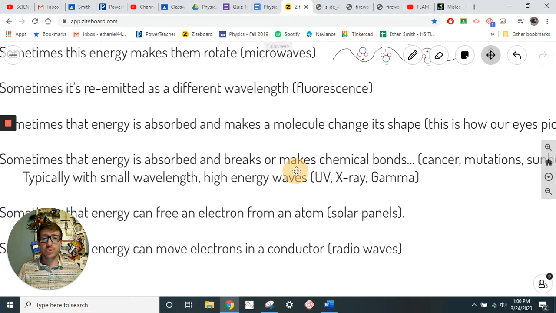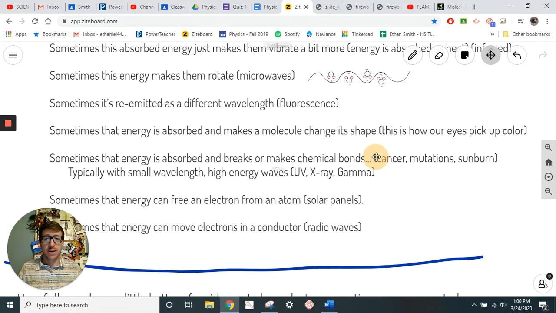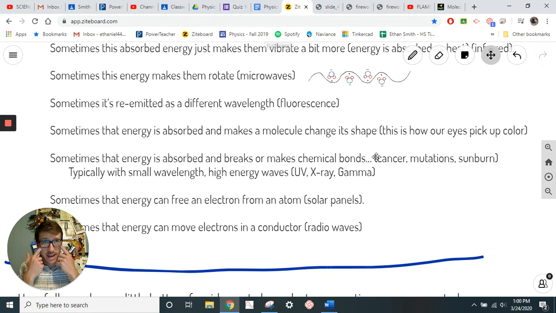And sometimes that energy is absorbed and makes a molecule change its shape. So fun fact, this is how your eyes can pick up color. You have molecules in your retina that are called, I think, rhodopsins or opsin molecules. And what they do is as certain wavelengths of energy come in, they make those molecules change their shape, right? And in the changing of their shape, they send signals to our nervous system to say, hey, we've seen a particular color, right? So that's kind of cool.